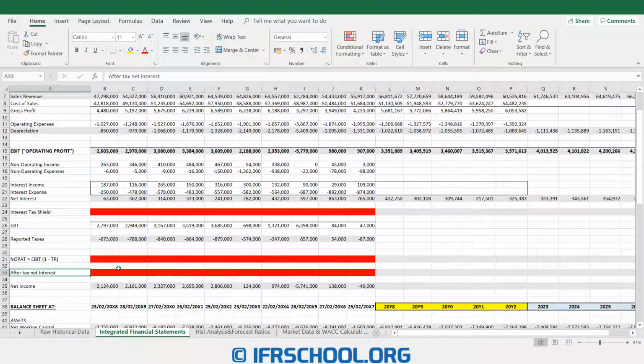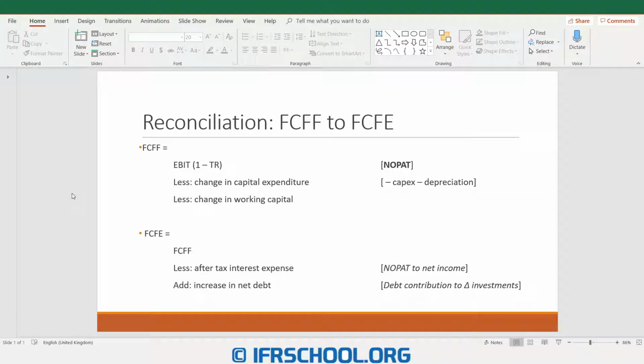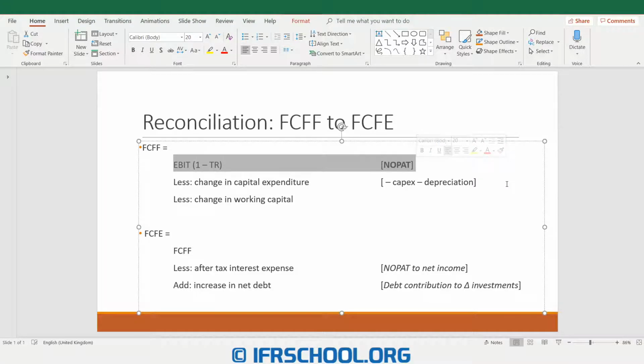After-tax net interest is the net interest expense after removing the tax saving on the interest payments. We need to estimate after-tax net interest to move from NOPAT to net income. Remember, NOPAT is used to calculate free cash flow to the firm. It reflects the cash earnings available to all capital providers, both debt and equity. It represents the company's potential cash earnings if it were unleveraged. In other words, the measure is not influenced by the company's capital structure and its use of debt.